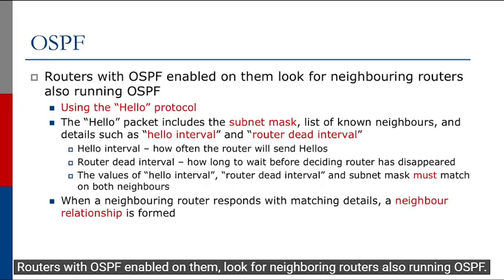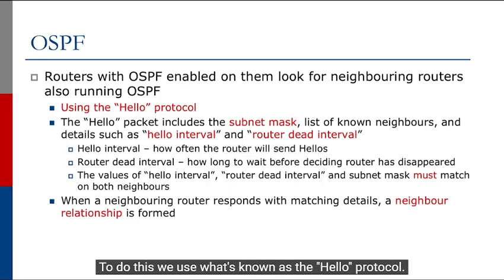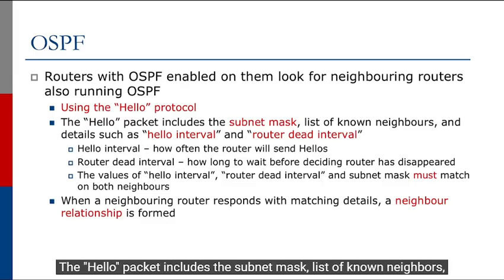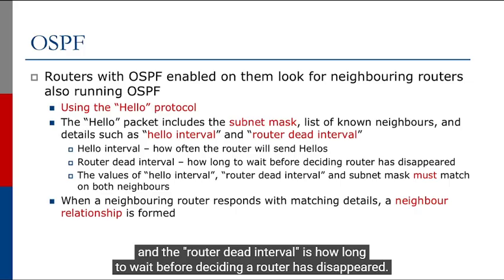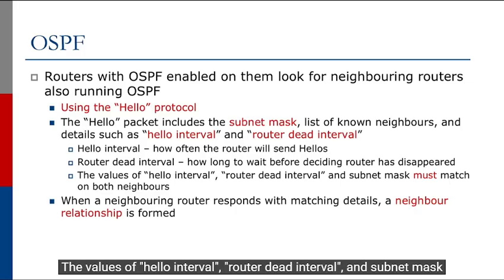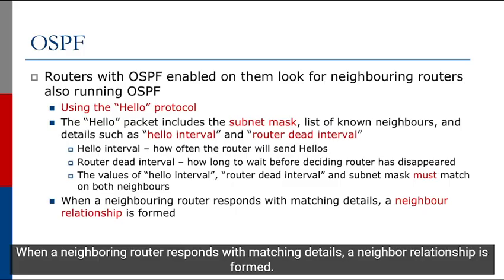Routers with OSPF enabled on them look for neighboring routers also running OSPF. To do this, they use what's known as the hello protocol. The hello packet includes the subnet mask, list of known neighbors, and details such as the hello interval and the router dead interval. The hello interval is how often the router will send hellos, and the router dead interval is how long to wait before deciding a router has disappeared. The values of hello interval, router dead interval, and subnet mask must match on both neighbors before an adjacency is established. When a neighboring router responds with matching details, a neighbor relationship is formed.